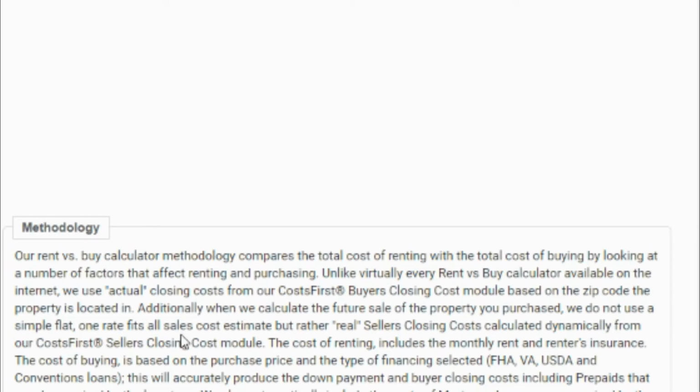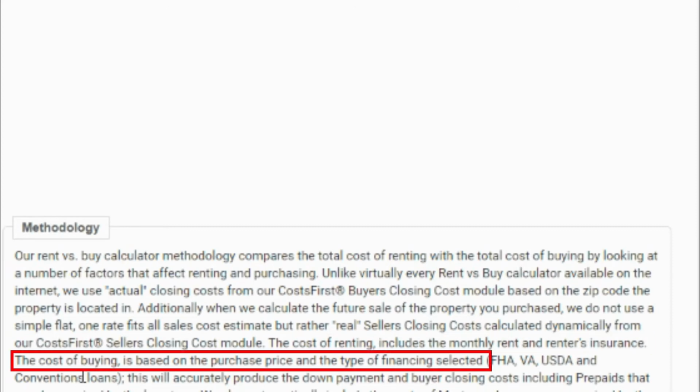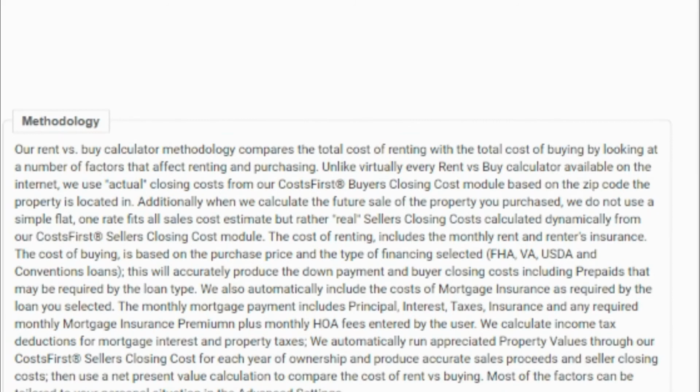And it says here, additionally, when we calculate the future sale of the property you purchase, we do not use a simple flat one-rate-fits-all sales cost estimate, but rather real seller's closing costs calculated dynamically from the module. So in this case, it also says here, the cost of renting includes monthly rent and renter's insurance, while the cost of buying is based on the purchase price and the type of financing selected. Example, FHA, VA, USDA, and conventional loans.